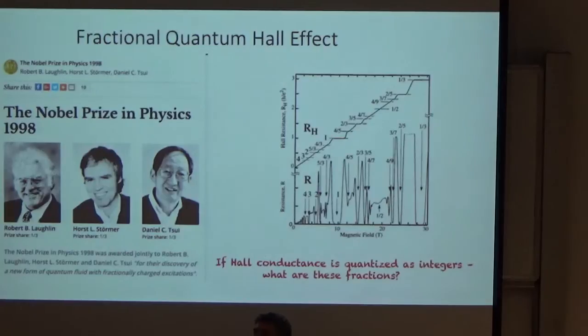Yes? If it's always an integer with interaction, with anything you want, then how come the fractional Hall effect can exist? What does this say? If the Hall conductance is quantized as an integer, what are these fractions? That's your question, right?